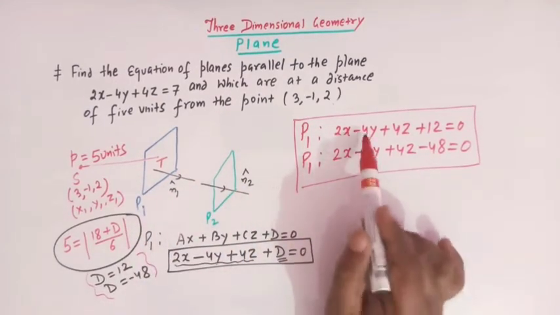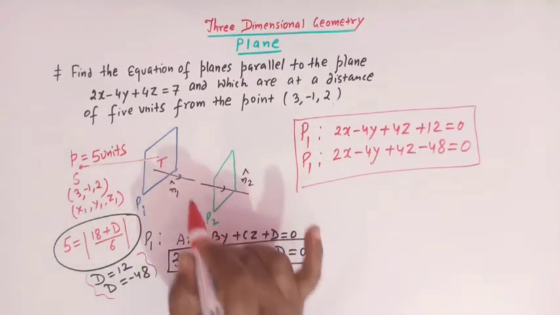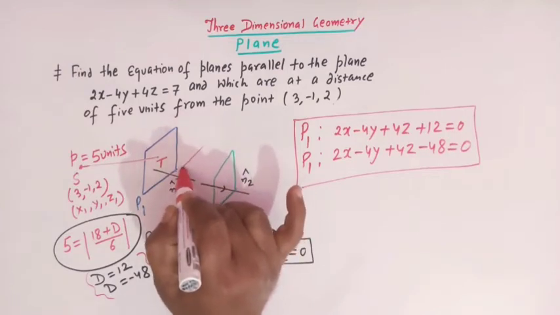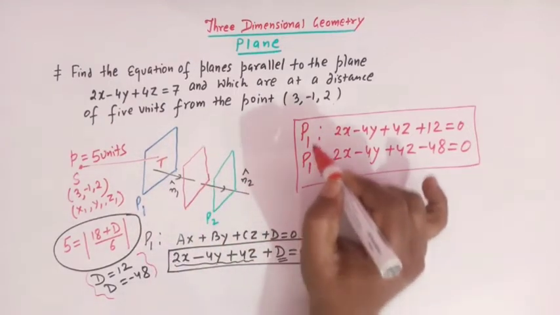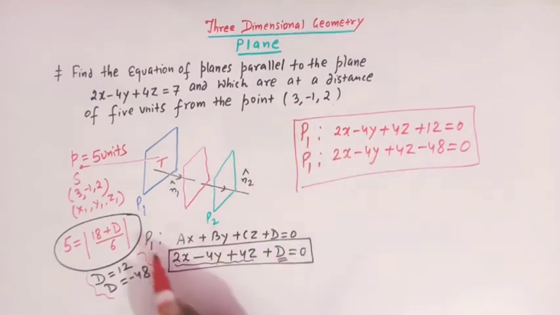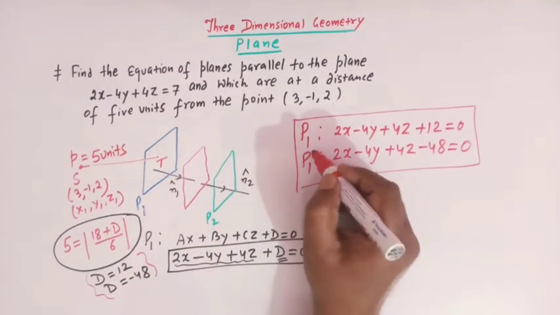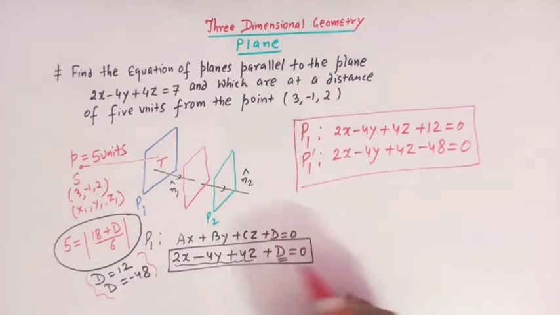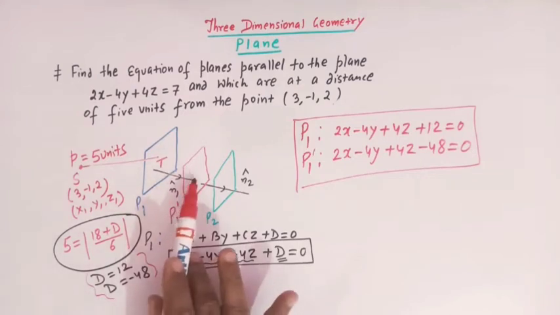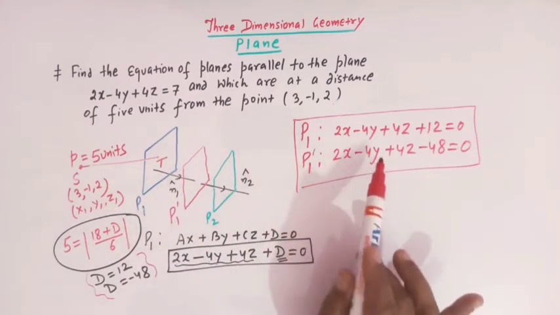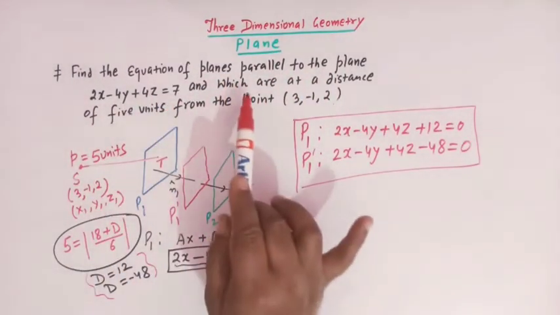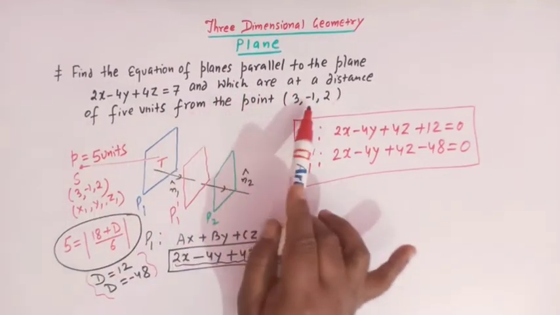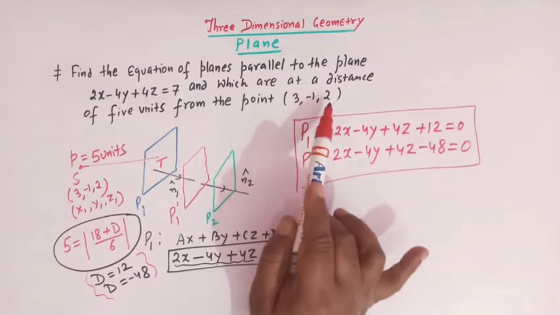So these two planes are parallel to each other, and we can draw the planes like this. So here we have one more plane, right? So this is the other plane, or we can take the first plane as P1 and the second one may be taken as P1 prime, right? So this is P1 prime. And this is how we find the equation of planes parallel to this plane, which are at a distance of 5 units from this point (3, minus 1, 2).